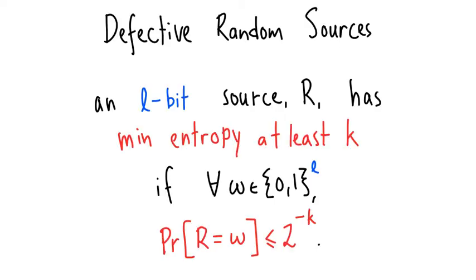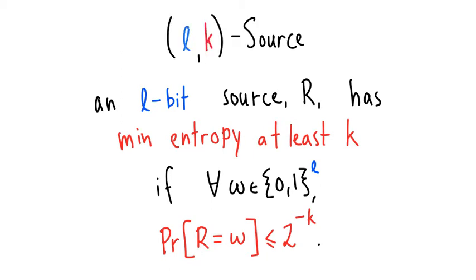So let's formalize exactly what we mean by a defective random source. An L-bit source R has min entropy at least k if for every string w in the support of R, w occurs with probability at most 2 to the minus k. This means that R is not too predictable. No outcome happens with probability greater than 2 to the minus k.